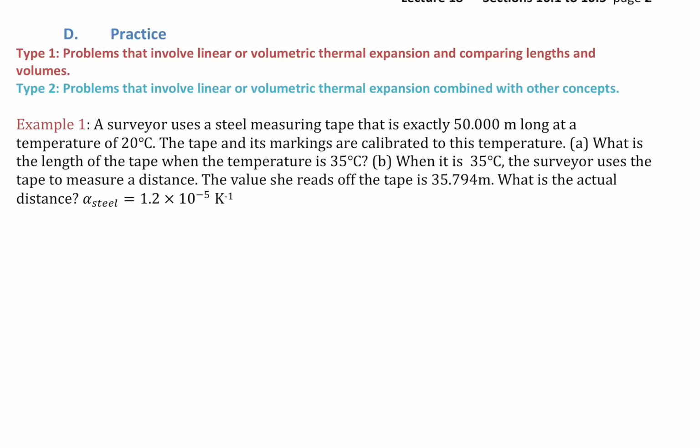Okay, practice. All right, so there are 2 types of problems: type 1 involves linear or volumetric thermal expansion in comparing lengths and volumes, and type 2 involves linear or volumetric thermal expansion combined with other concepts, all right? I decided to separate them as the simple cases where there's just an expansion or contraction, and then when there's something else going on. The one example I'm going to do that's type 2 is going to involve buoyancy, something we saw recently.